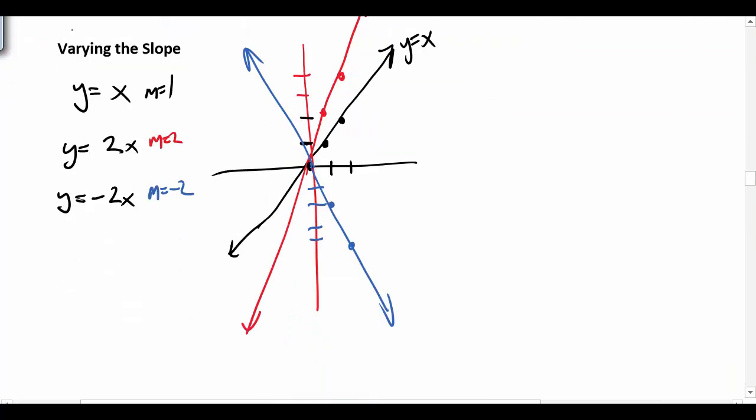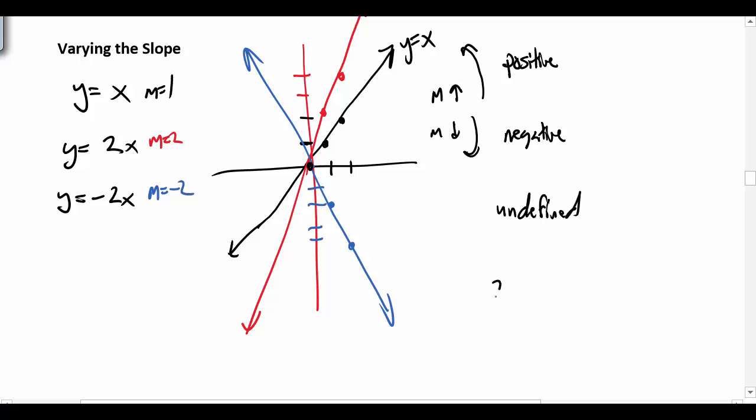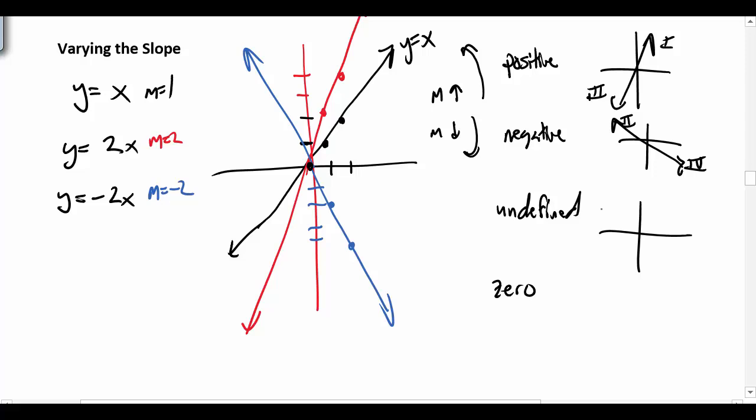Now we can add a few more things. So we notice that as m increases, the line itself seems to get taller. As the slope decreases, it sort of falls down the other direction. So we're going to look at this as positive, negative, and then I'm going to add to this undefined and 0 slope. These are all different types of slopes. So a positive slope has a first, third quadrant feel to it. It goes through the first and third. A negative slope would go through the second and fourth. Undefined is a vertical line, a 0 slope is a horizontal line. That would be the nice, easy way to remember those.